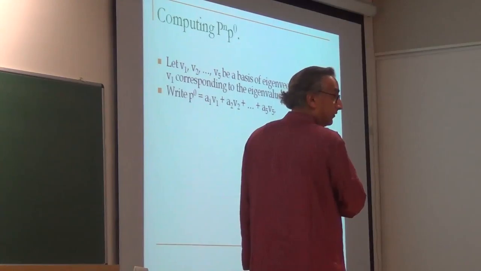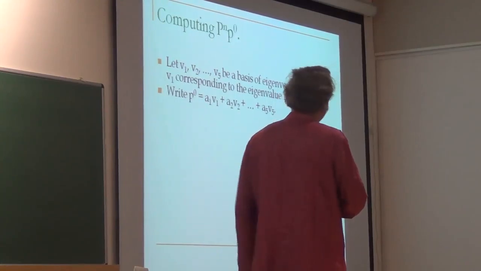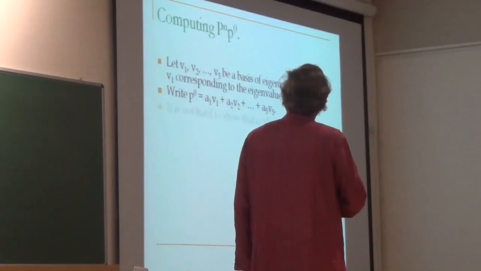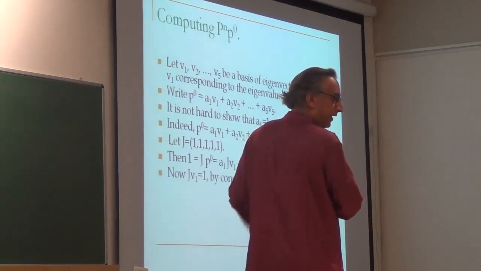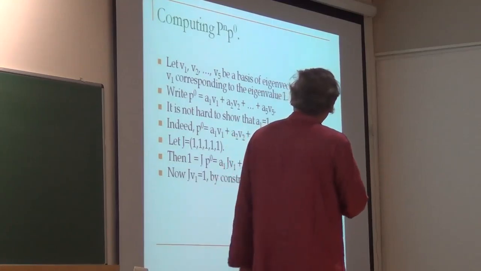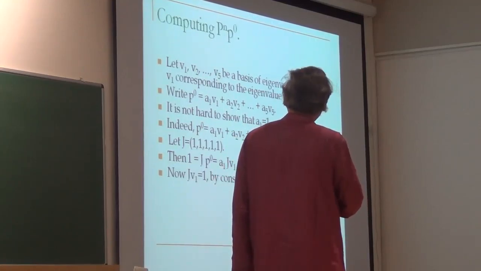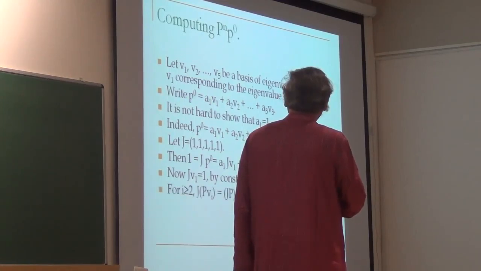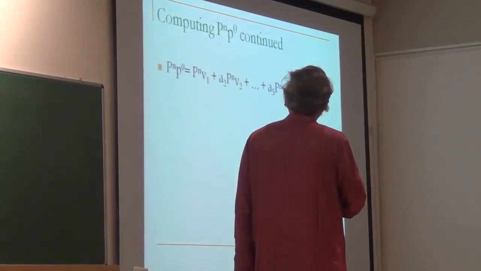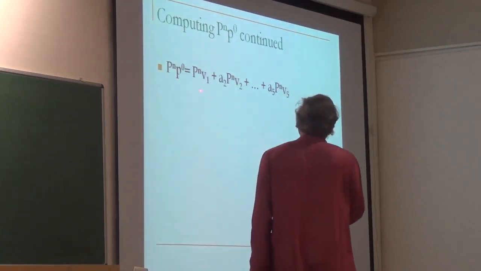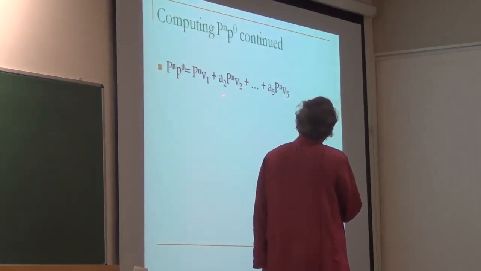You write your typical vector P0 in terms of these basis vectors. A simple calculation, which I can do right here, shows that A1 has to be 1. Keeping in mind that J, the vector with all entries 1, was an eigenvector for the transpose, you can use that and see that A1 has to be 1. So I'll skip the proof here. Once you have that, you can go back to the calculation. Now that I know that A1 is 1, the other vectors are there.